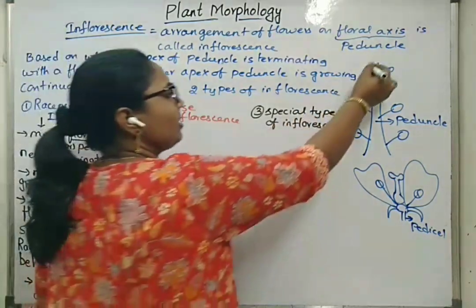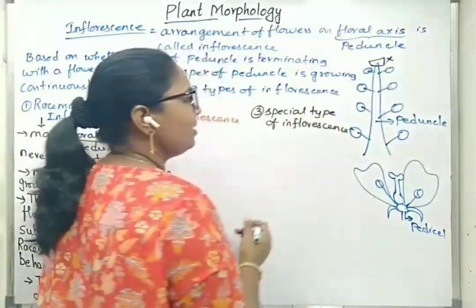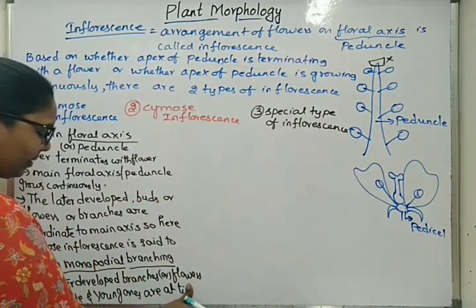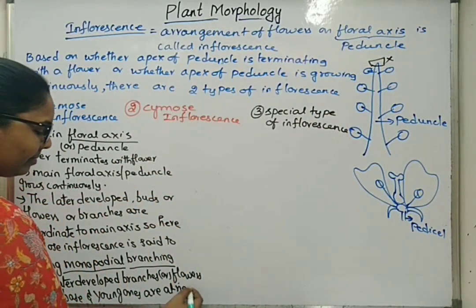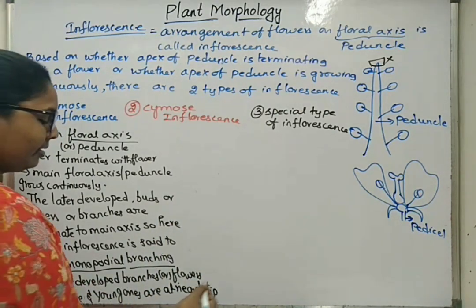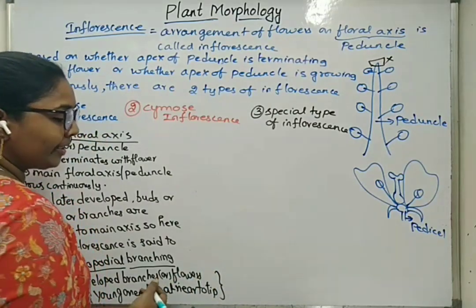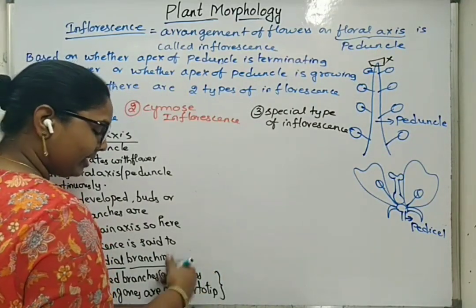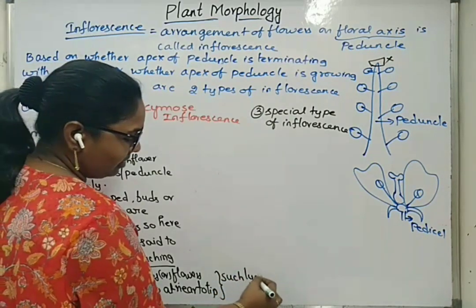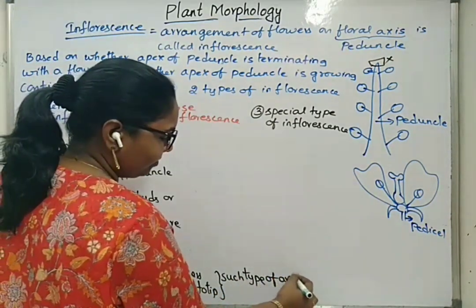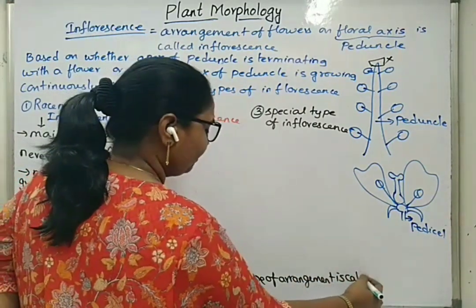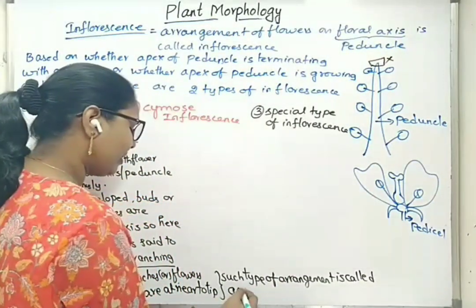Tip means not at the complete end. This is not having any type of flower in case of racemose inflorescence at the upper part near to the tip. Such type of arrangement is called as acropetal arrangement or acropetal racemose type of inflorescence. Such type of arrangement is called acropetal manner.